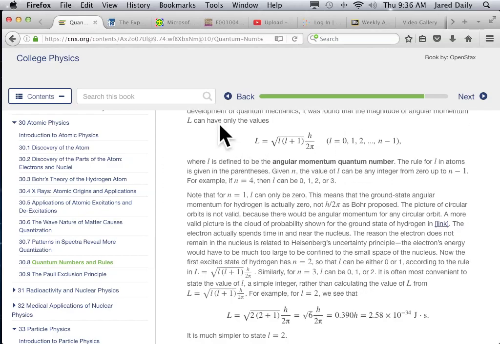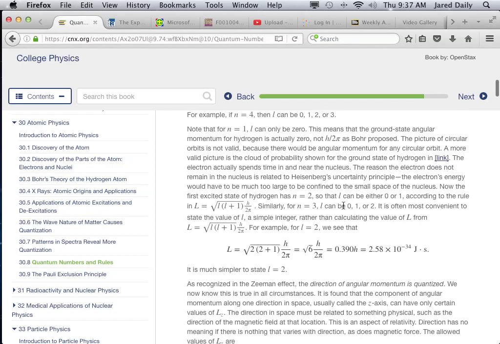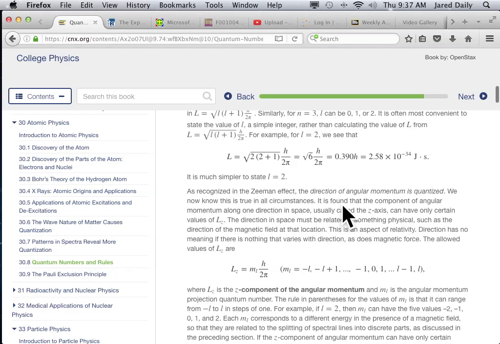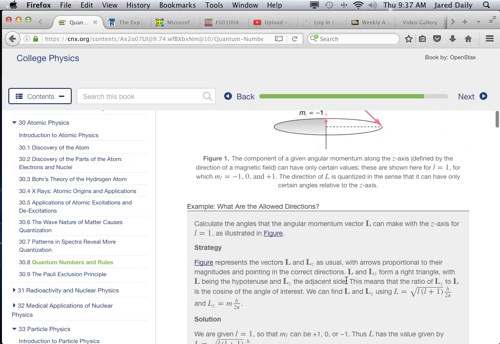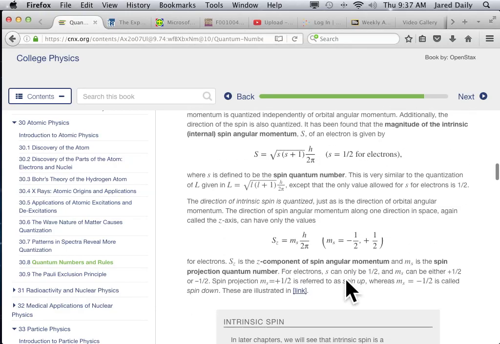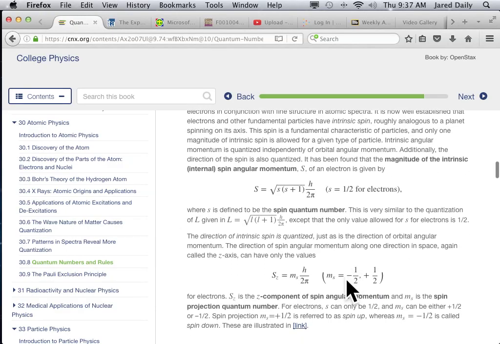And then to calculate your angular momentum, you use that L in this equation. Once you've got L, you also have the z component of the angular momentum that you can calculate here, and those quantum numbers can go anywhere from negative L to positive L in steps of 1. But then you also can calculate the spin angular momentum, which is the next one, right here.